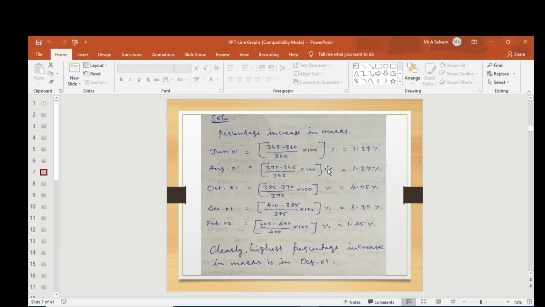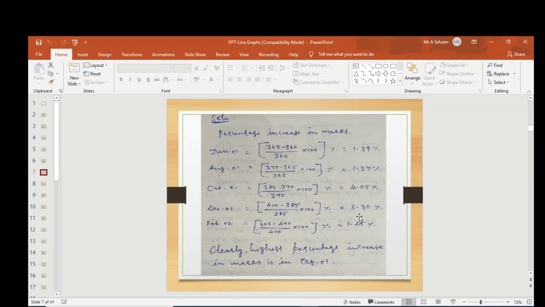Look at that part. So for June 2001, how much percentage are we getting? 1.39 percentage. Okay, likewise for August, we have to compare with June. Then October, then December, then February. So we are taking the percentage of all five periodical exams.